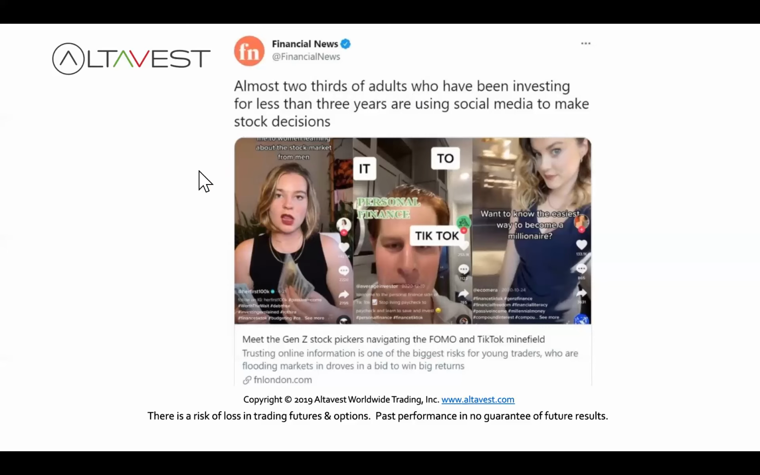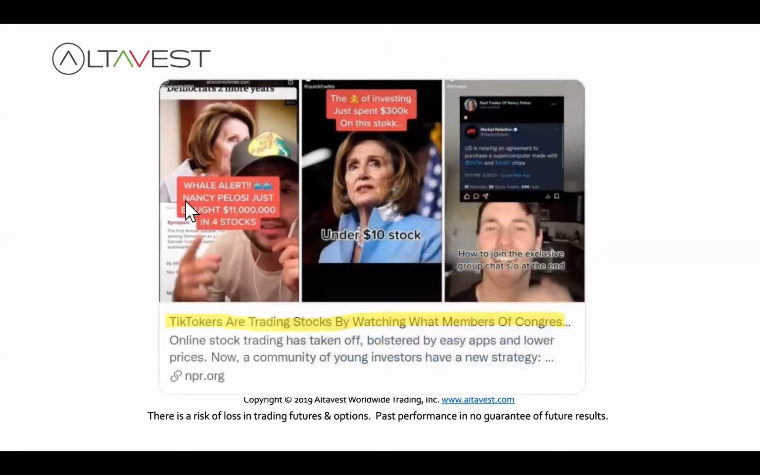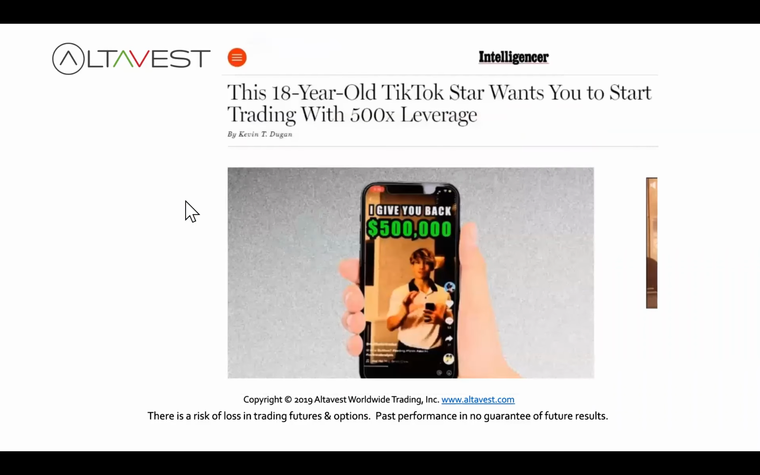2/3 of adults who've been investing for less than 3 years use social media to make their stock trading decisions. Look at this here. I think this person's probably a teenager talking about making 14 million in some sort of crypto. And look at this, TikTokers are watching Nancy Pelosi and just trading whatever she trades. That might be the best strategy of all, considering that she's making the laws. Here's someone saying they made 46 million flipping NFTs. Follow me and learn how.